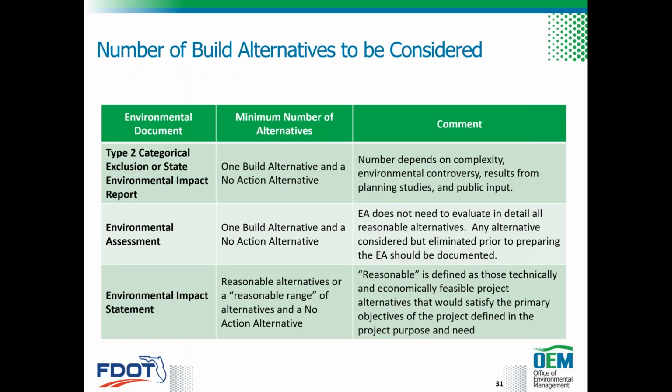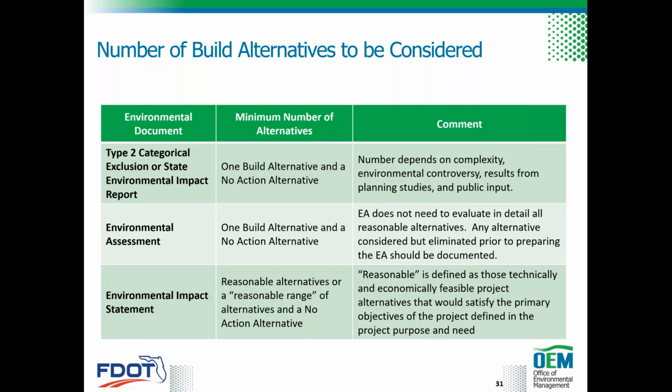So the number of build alternatives analyzed during the PD&E study depends on the size and the complexity of the project. And here on this table, the number of alternatives required are listed per class of actions. For example, for a type 2 CE or for SEER, the minimum number of alternatives required is one build alternative and one no build.